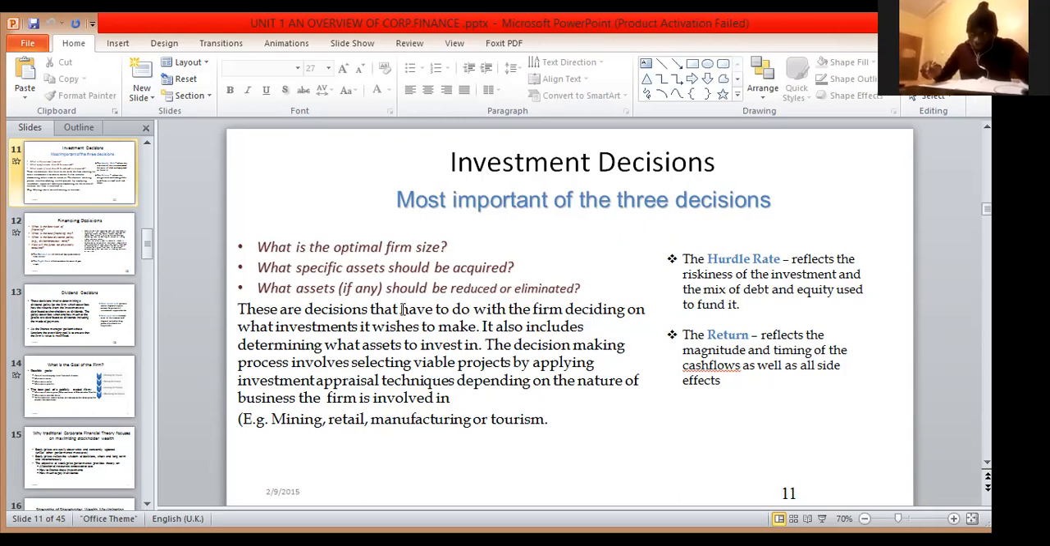So the riskiness of the investment and the mix of debt and equity used to fund it. So with this rate, we are looking at how risky this investment is. Then if you mix your debt and equity to fund it, how safe is that business?